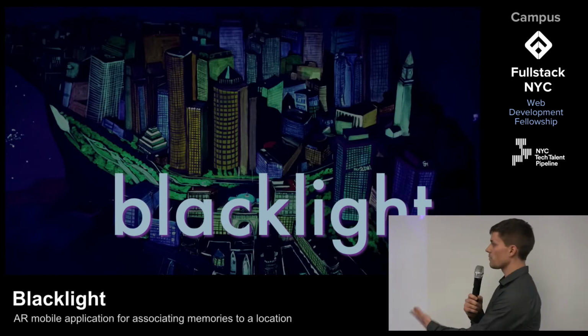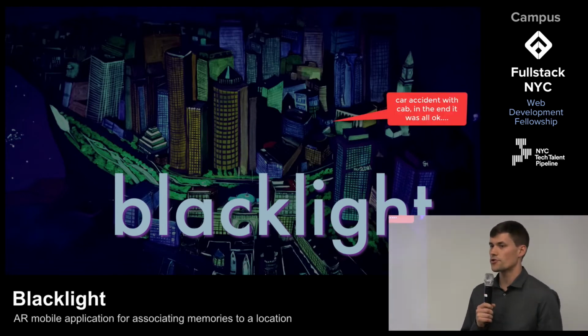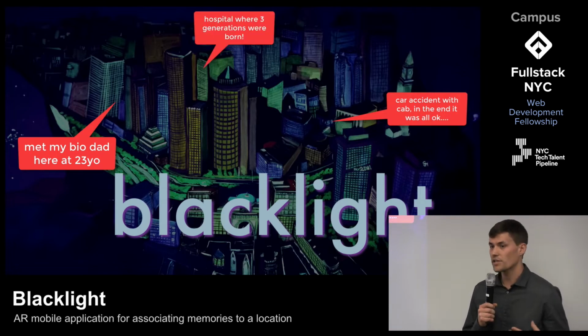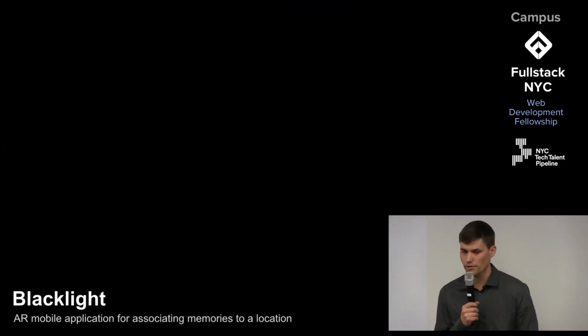So what we came up with is Blacklight. Blacklight is an application that allows a user to share a secret, a story, or a memory at a very specific geolocation, and then other users can come along and discover it through an augmented reality treasure hunt. And Mina is going to talk you through how it works.